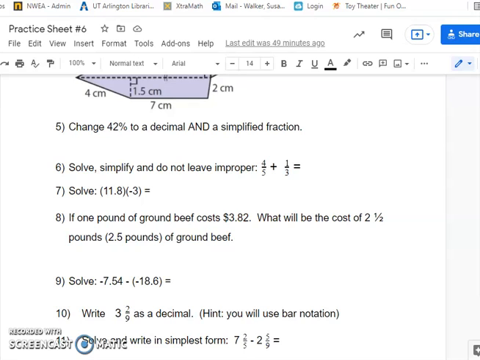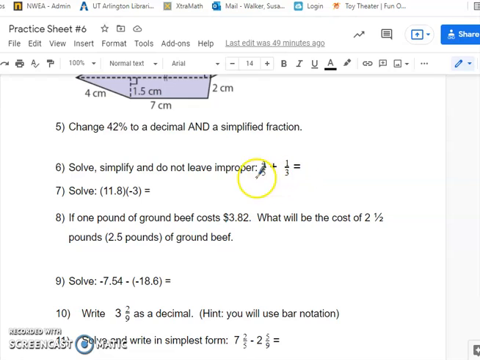Okay, everyone, we are going to continue working on practice sheet number 6. Number 6 here says solve, simplify, and do not leave improper. So hopefully we know by now that we need to get a common denominator. If you do not have room on the front, just go to the back and solve this on the back.